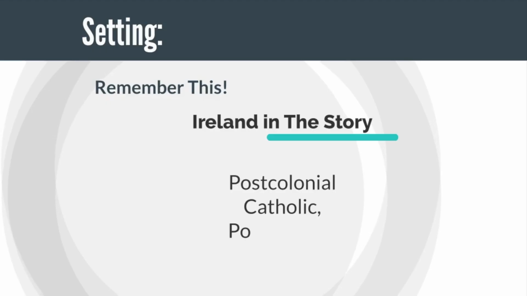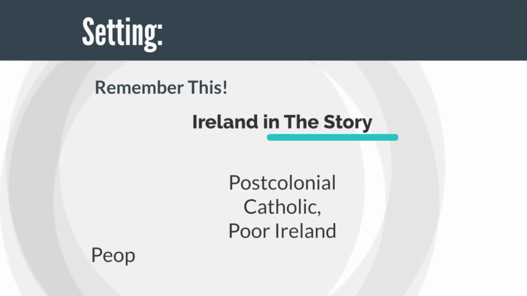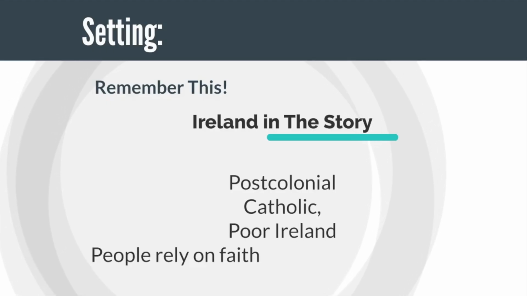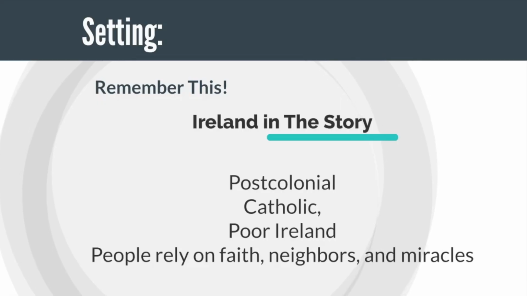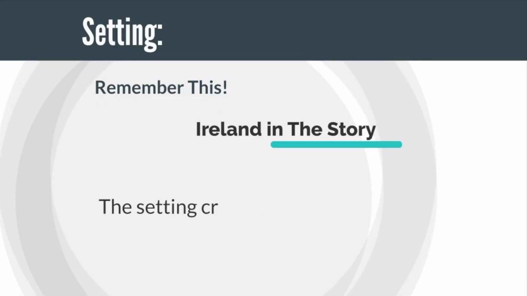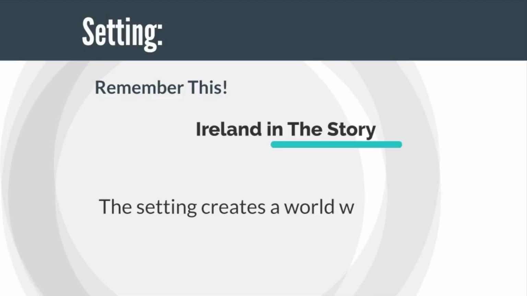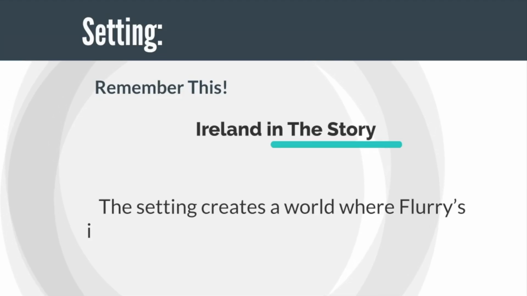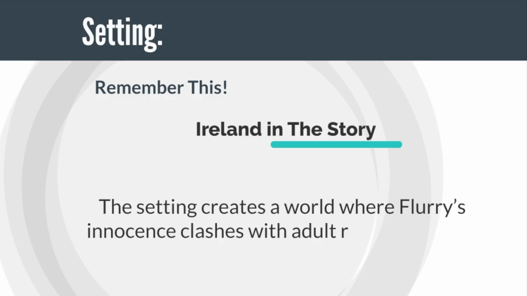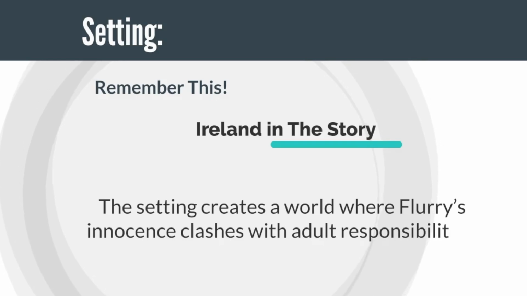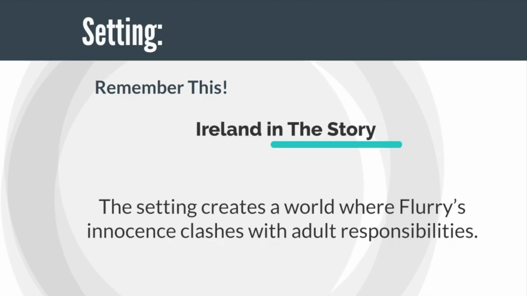This isn't just Ireland, it's a post-colonial, Catholic, poor Ireland. People rely on faith, neighbors, and miracles. Boys like Fleury are taught to grow up fast, but even in a quiet village, the world can be confusing and harsh. The setting creates a world where Fleury's innocence clashes with adult responsibilities, and where the lines between right and wrong, guilt and grace are super blurry.